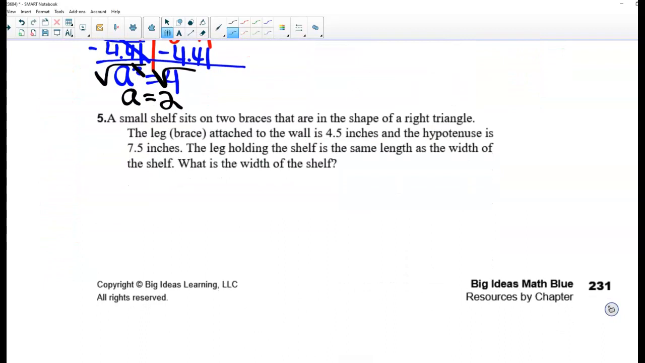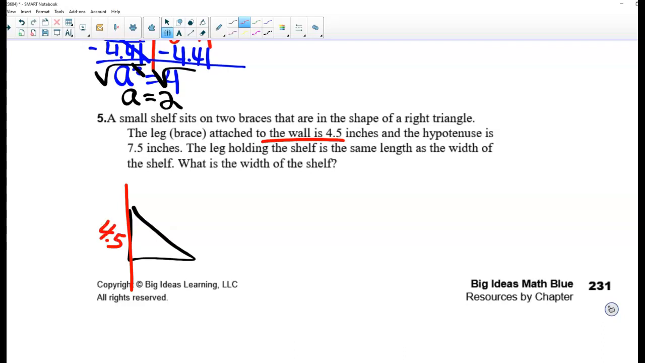Now we're going to look at a story problem. And remember, every story problem we're going to set up with a triangle. So it says a small shelf sits on 2 braces that are in the shape of a triangle. Okay, so we have a triangle. Oops, that doesn't look quite like a right triangle. Okay, and it says the brace attached to the wall, so the wall could be here. We would say the leg holding the shelf in place, this one to the wall, is 4.5.